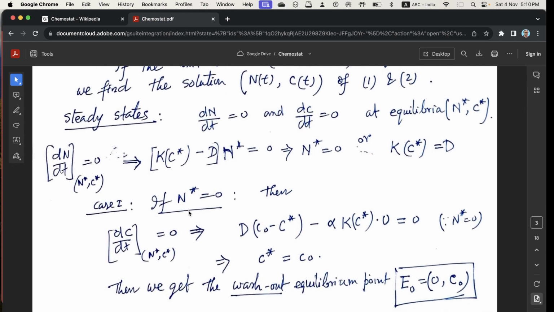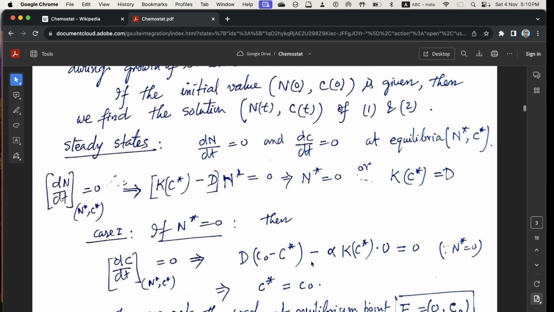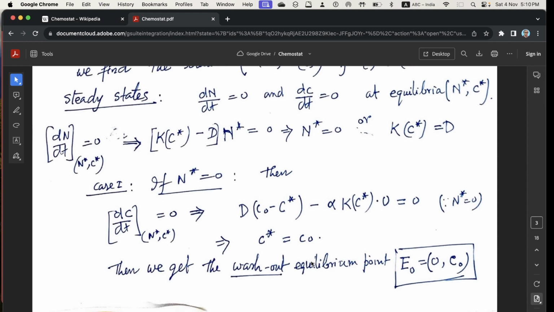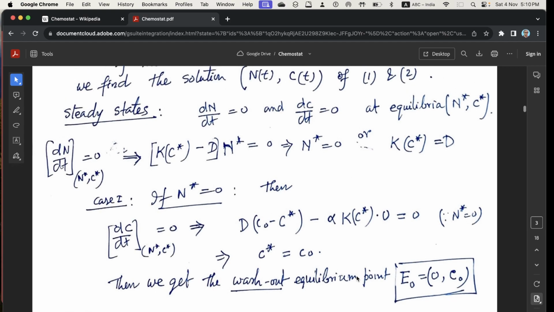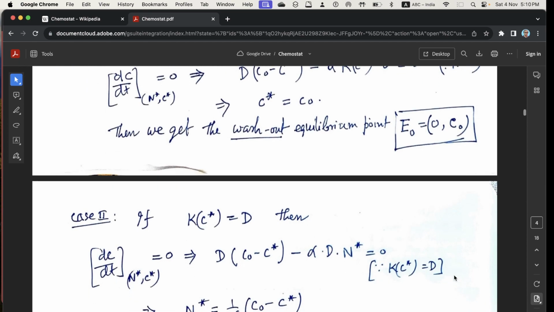Case 1: if N star equals 0, then dC/dt at the point (N star, C star) equals 0 gives D(C0 - C star) - alpha K(C star) times 0 = 0, because N star is 0. So C star equals C0. Thus we get the equilibrium point E0 equals (0, C0). This (0, C0) we call the washout equilibrium point. Here N is equal to 0, so it is the washout condition equilibrium point.